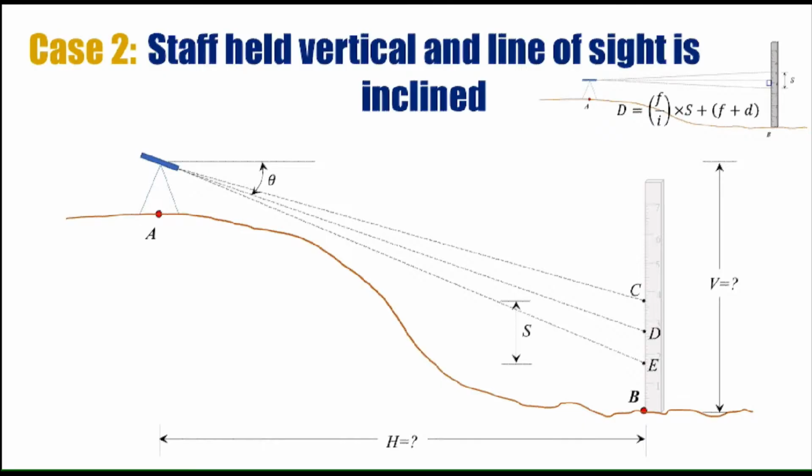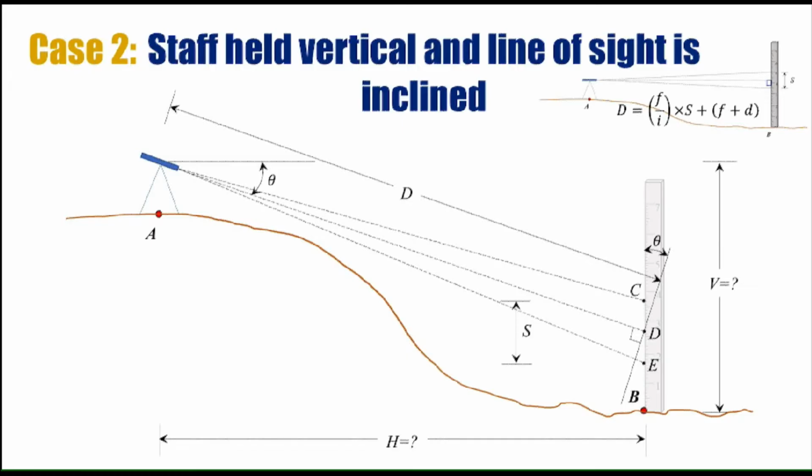But in case number 2 we can see that the central line of sight is not perpendicular to the staff. Therefore we need to draw an imaginary line that is perpendicular to the central line of sight, and that imaginary line would be making the same theta angle with the vertical staff. Now using the same formula we can calculate this inclined distance d, but the condition is that we should know the Stadia readings on that imaginary line.